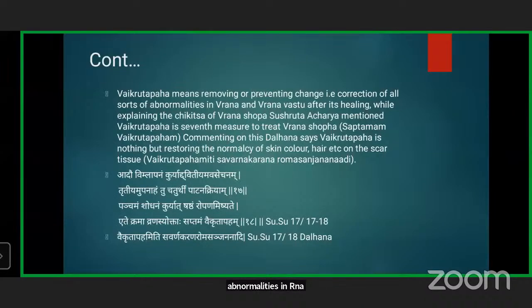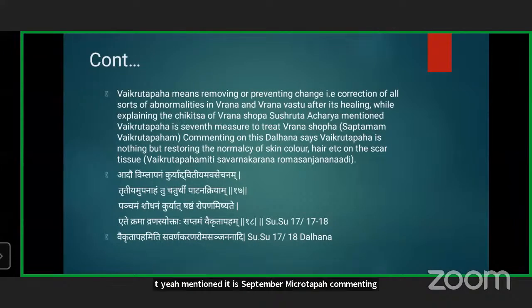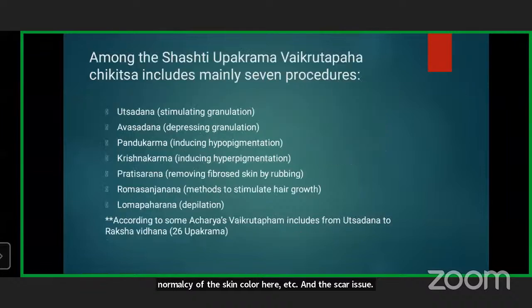While explaining the Chikitsa of Ranashopa, Sushruta Acharya mentioned Vaikrutapaha is the seventh measure to treat Ranashopa. It is Saptamam Vaikrutapaham. Commenting on this, Dalhana says Vaikrutapaha is nothing but restoring the normalcy of the skin color, hair, etc. on the scar tissue. He says Vaikrutapaham miti Savarna Karana Roma Sanjananadi.